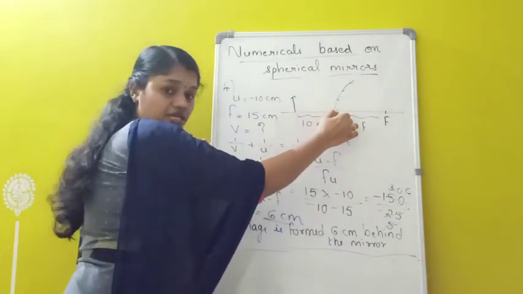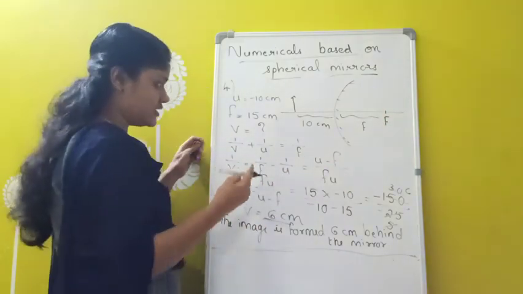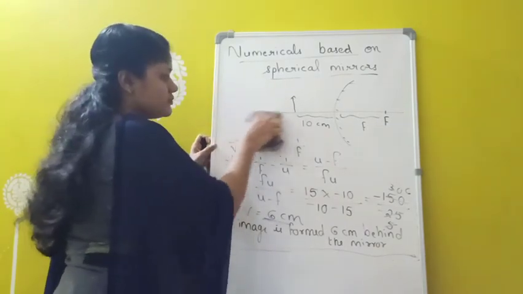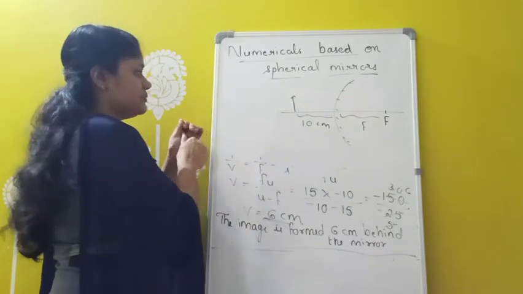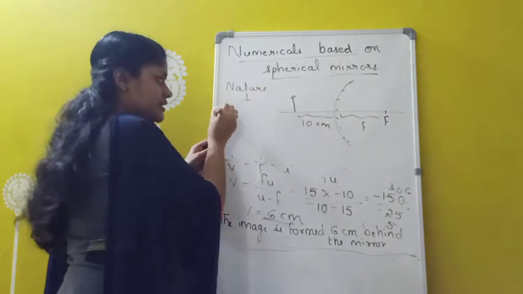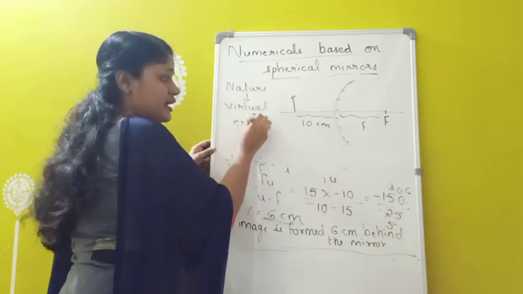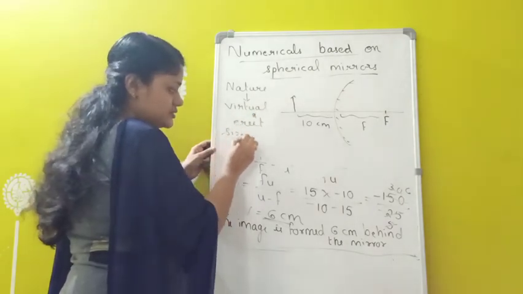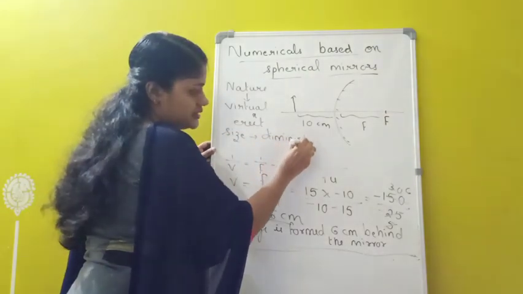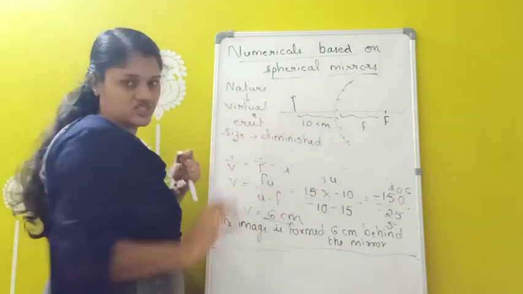And whenever we are getting the image on the right hand side, it may be which image only? Virtual image. Right. So anyway, the nature of the image is virtual and direct. As well as the size of the image is sure to be diminished. The reason is it is a convex mirror. A convex mirror always forms a virtual, erect and diminished image. Okay.